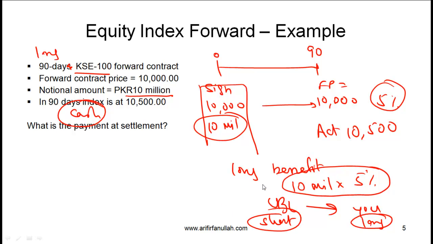And all these contracts are actually zero-sum game. Zero-sum game means that if one party loses, then the other party benefits, and vice versa.